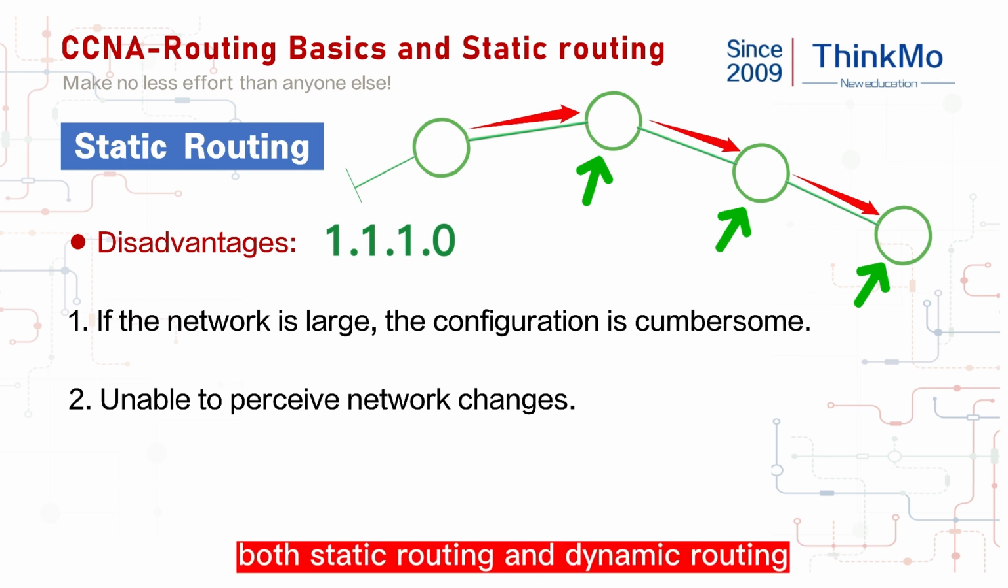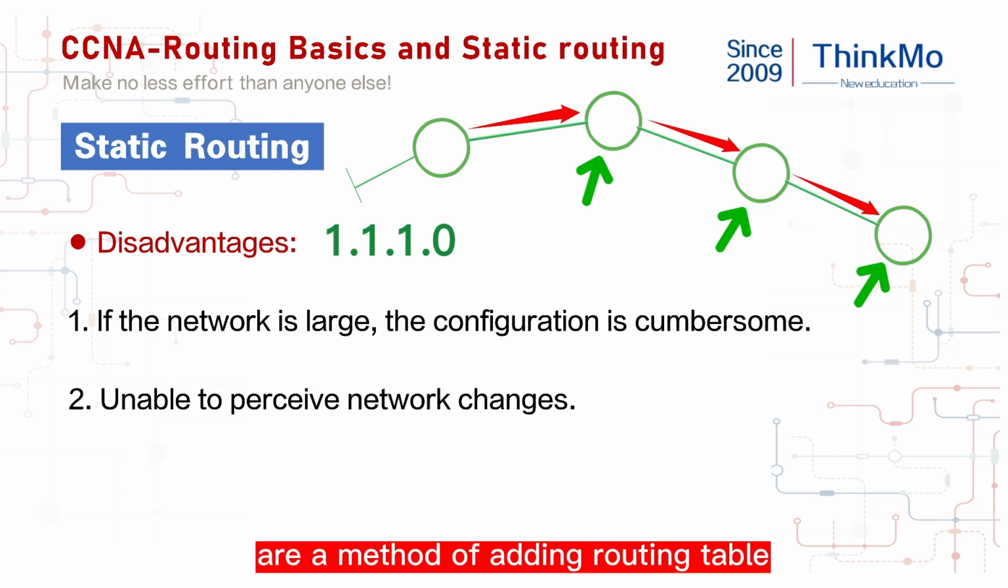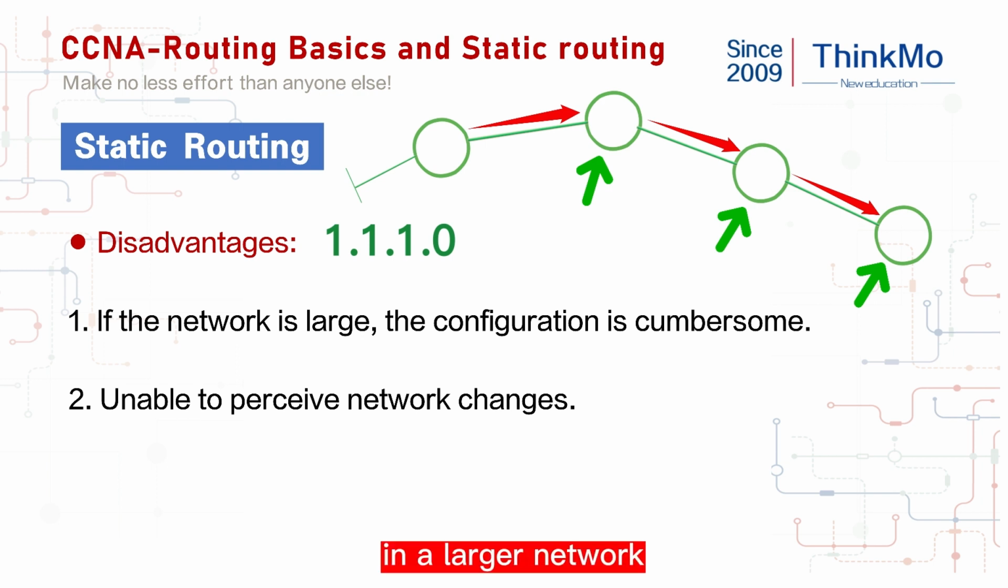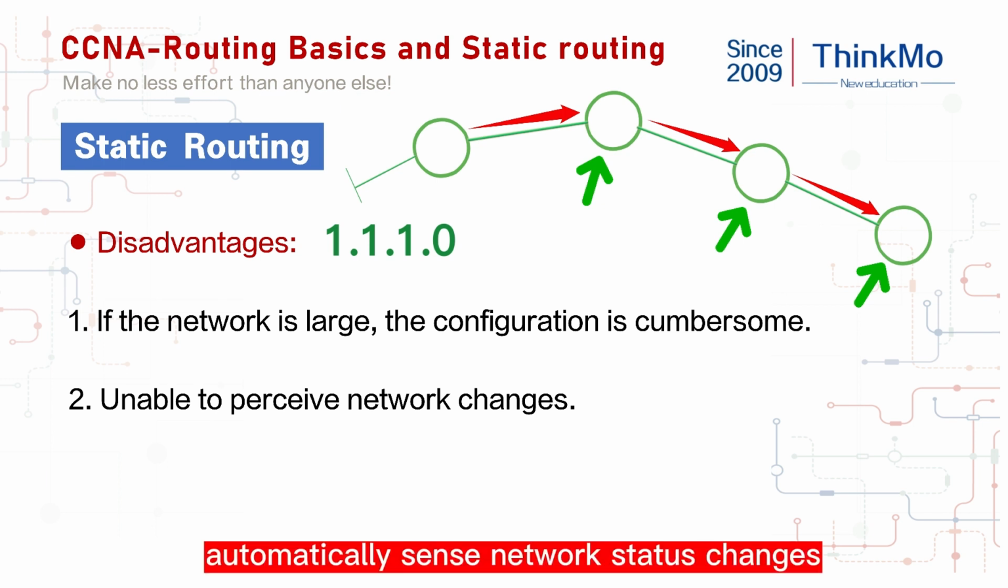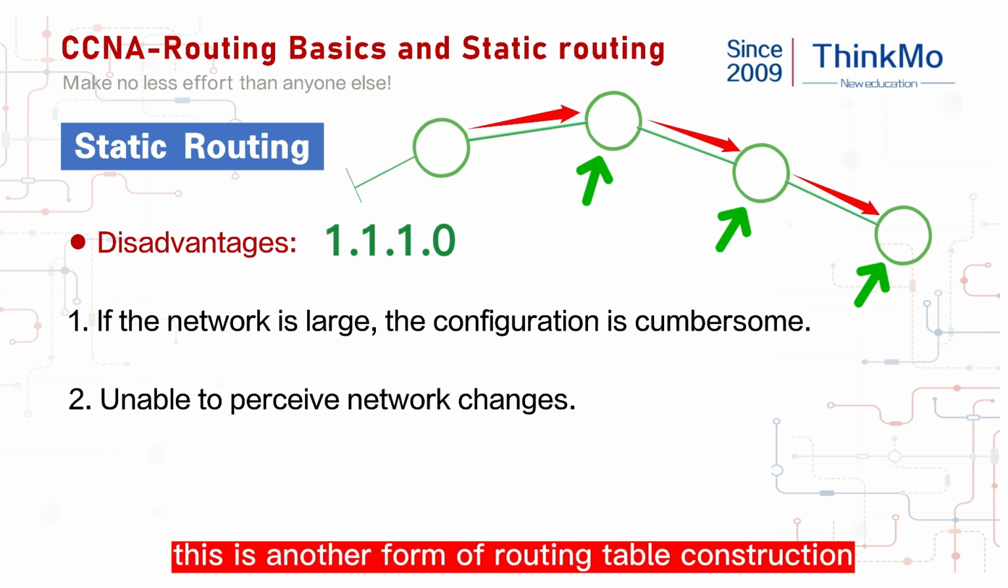Both static routing and dynamic routing are methods of adding to the routing table. They are used to build the routing table. There are direct and static routing tables, and there is also dynamic. In a larger network, we can use dynamic routing, which automatically senses network status changes and network topology changes. This is another form of routing table construction.